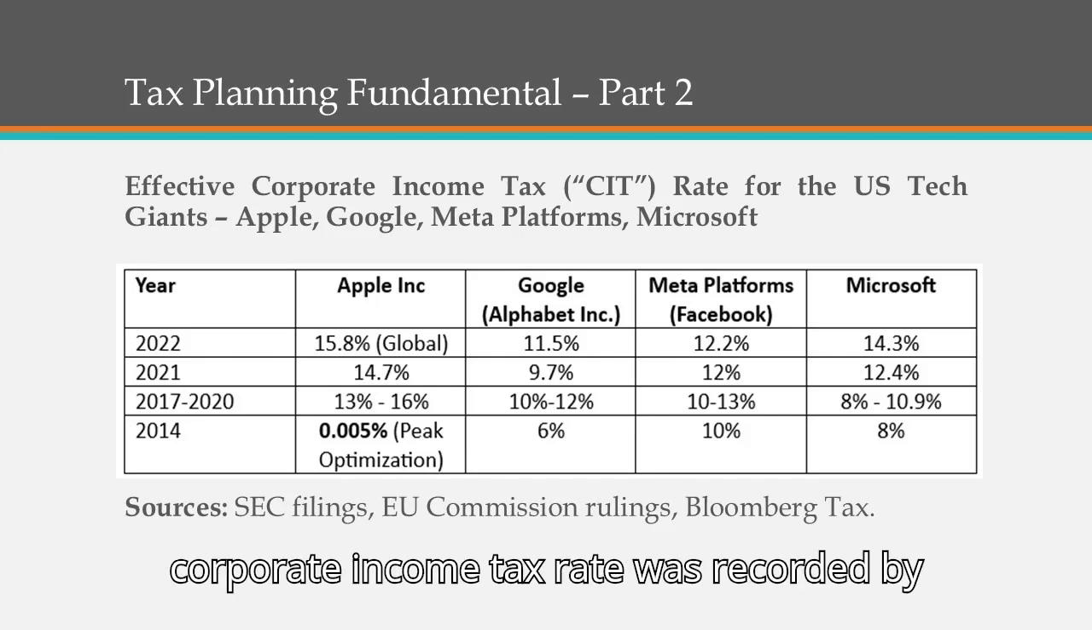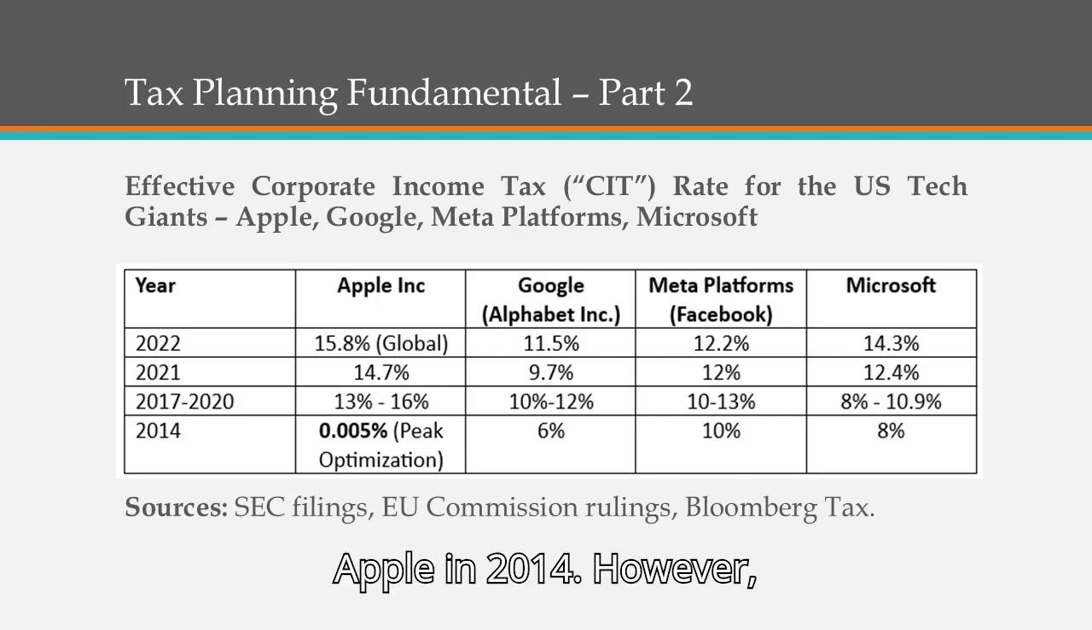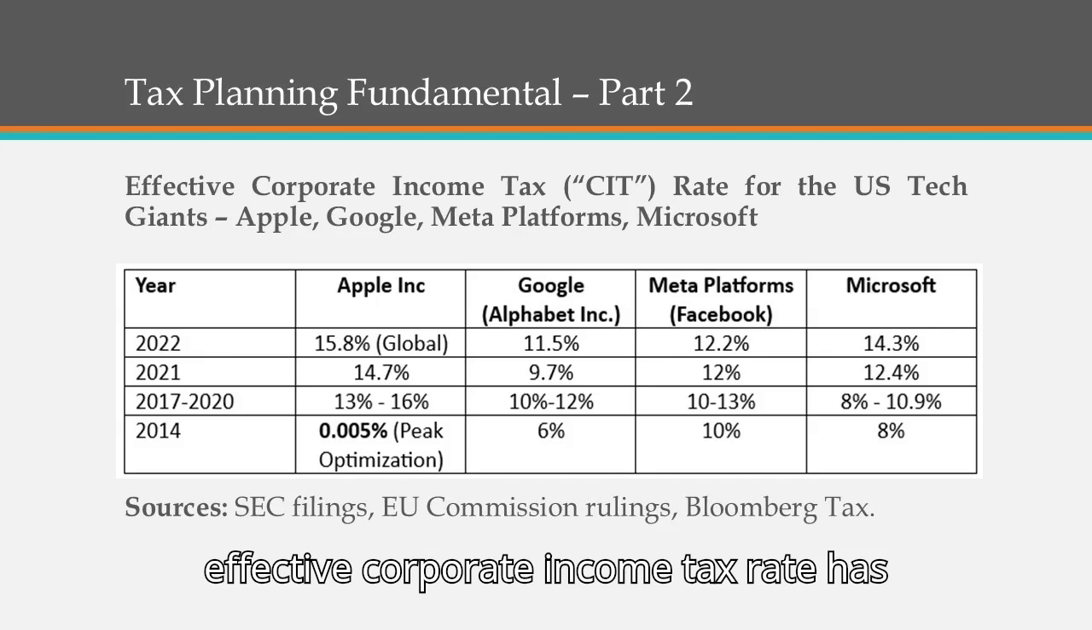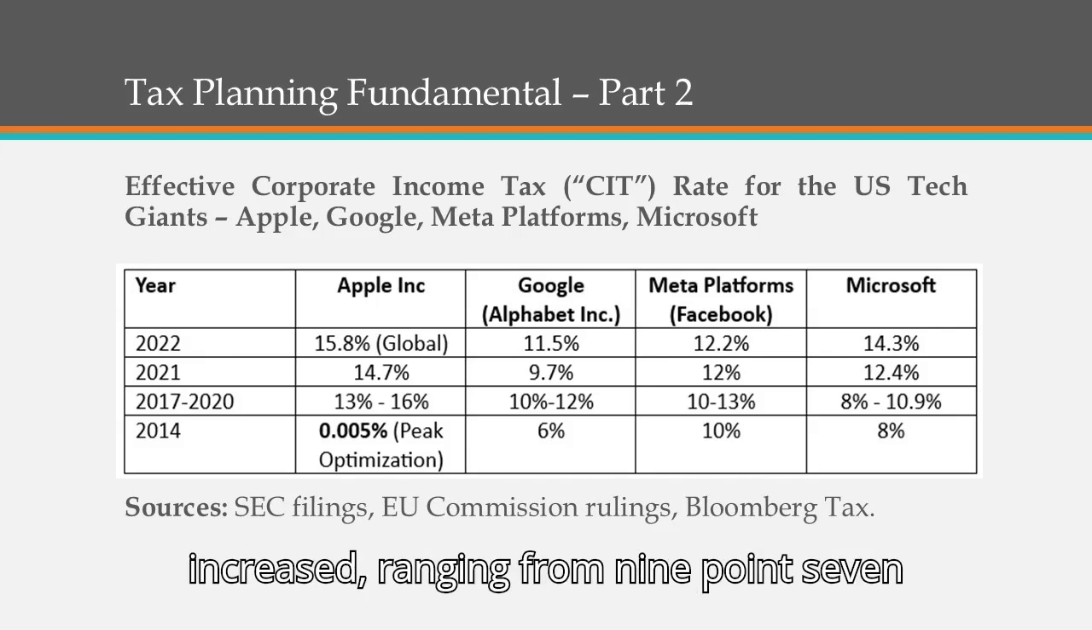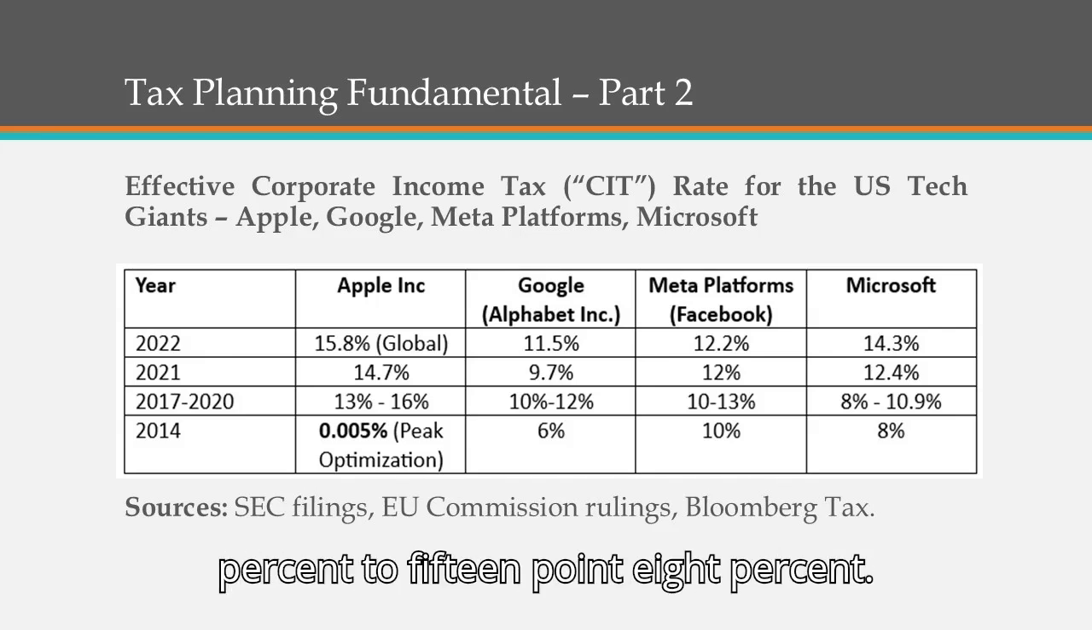The 0.005% effective corporate income tax rate was recorded by Apple in 2014. However, from 2021 to 2022, the effective corporate income tax rate has increased, ranging from 9.7% to 15.8%.